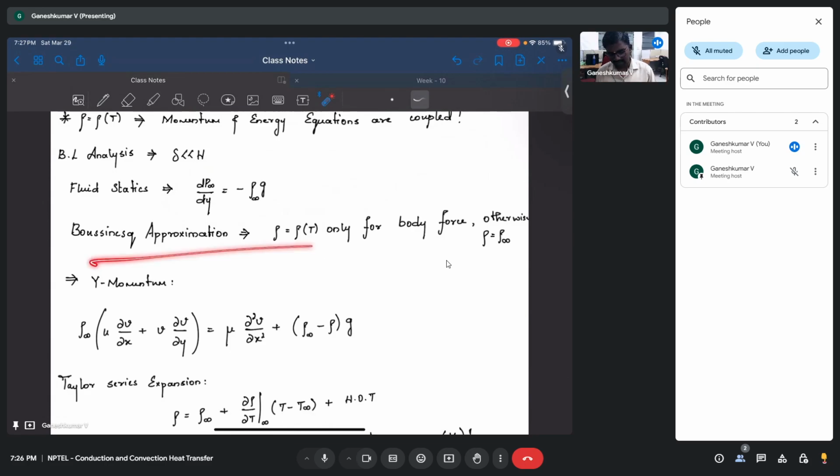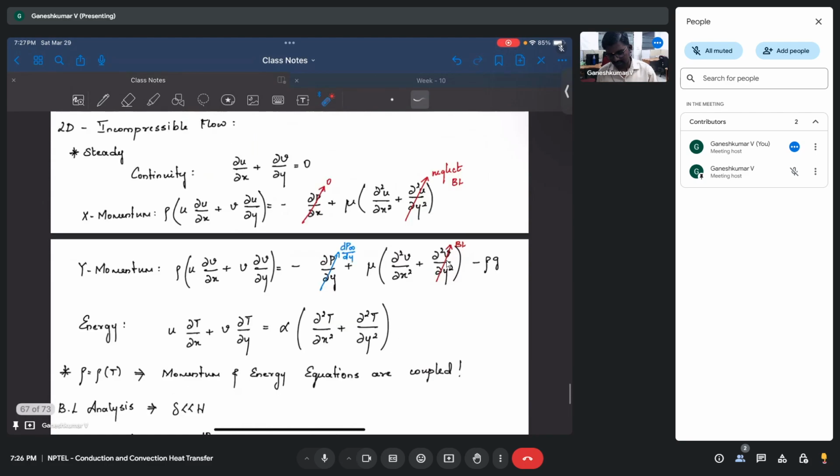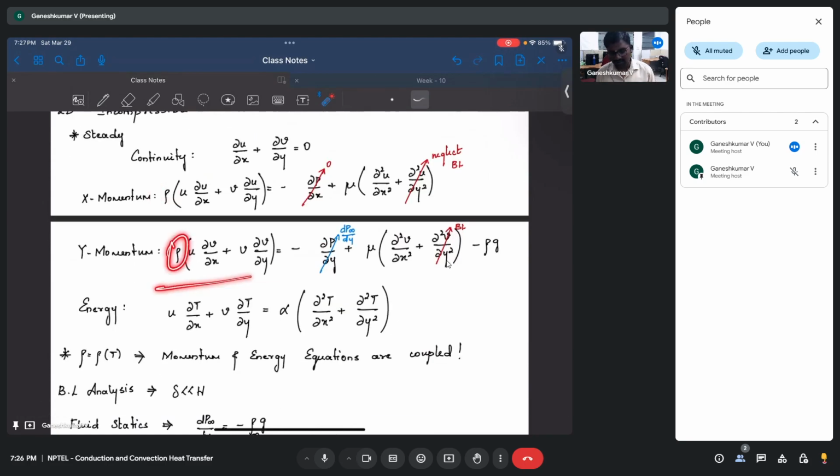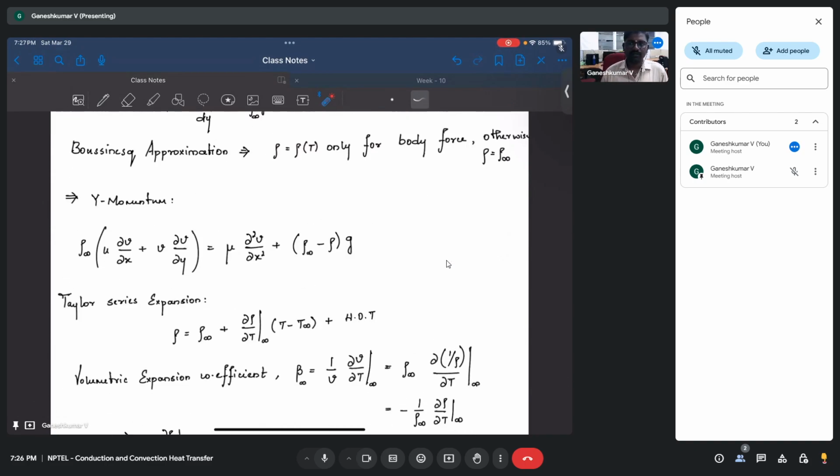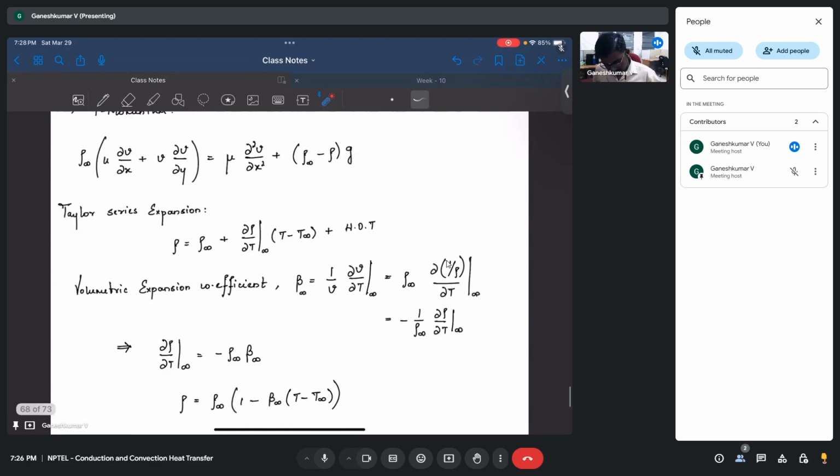In addition, there is an important approximation called the Boussinesq approximation. In the Boussinesq approximation, the density appears everywhere in the momentum equation, in the convection term, in the gravity term, and in the pressure gradient term. But we are not going to touch the density in these places. Only in the body force is the density taken to be temperature dependent. This is a fairly good approximation, and we call it the Boussinesq approximation.